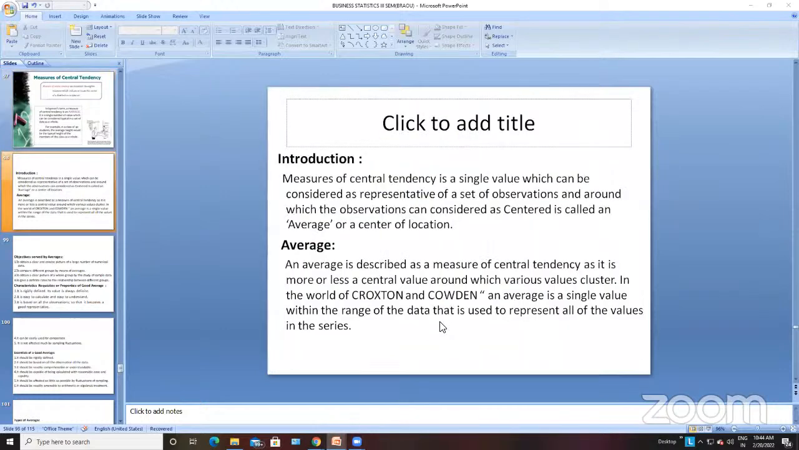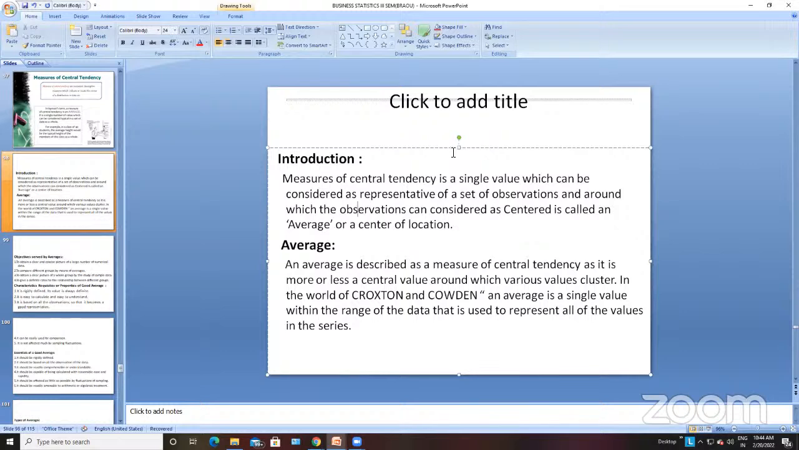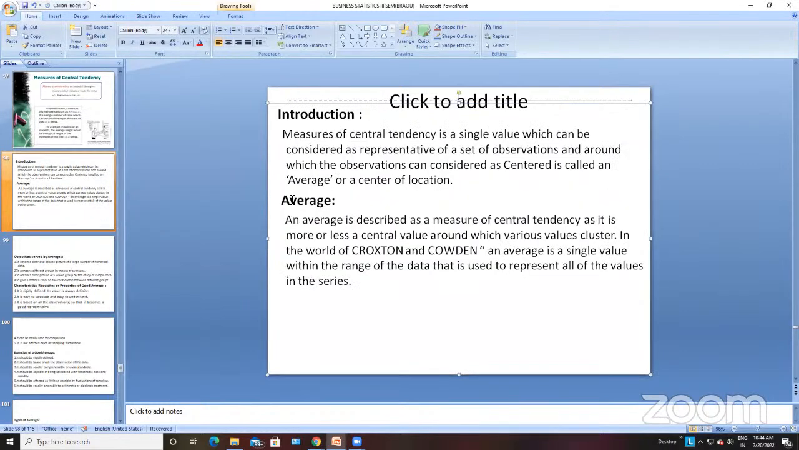So in this introduction for measures of central tendency: a measure of central tendency is a single value which can be considered as a representative for a set of observations. Whatever average we take depends upon the central location. The definition describes a measure of central tendency as a central value around which various values cluster.